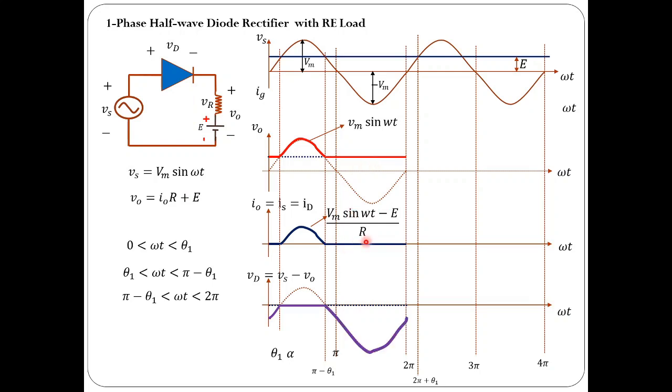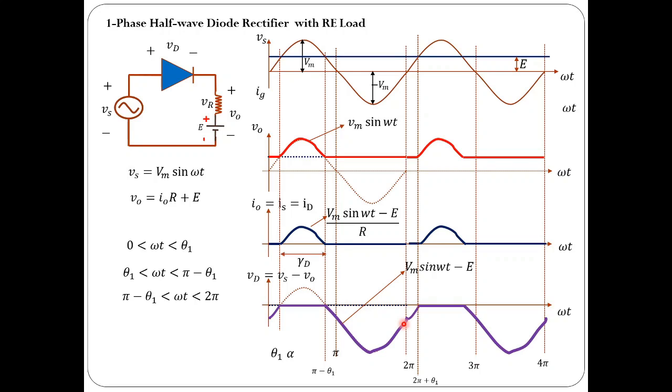And coming to the voltage across the diode, that is equal to Vs minus E, which is shown here. Vs minus E is the same as Vm sin omega t minus E during this period. This is the operation for the first cycle, and the same thing would repeat for the next cycles also, that is from 2 pi to 4 pi and 4 pi to 6 pi and so on.